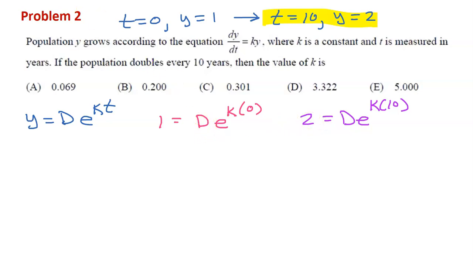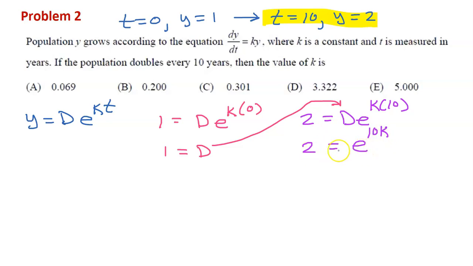We have 2 equations and 2 unknowns. So let's start by solving the simple red equation. E to the 0 power is 1. So this gives us d is equal to 1. Now let's substitute this into the second equation and solve again. So we have 2 is equal to 1, which I won't write, times e to the 10k power. So we need to solve this equation for k.